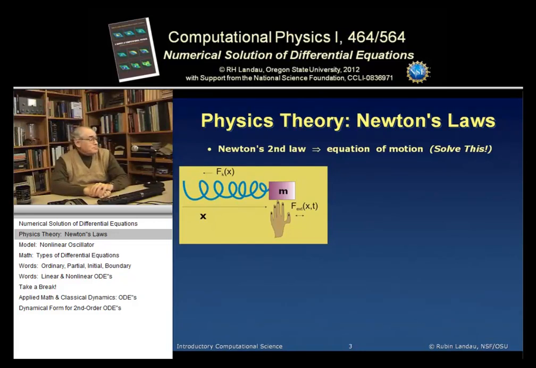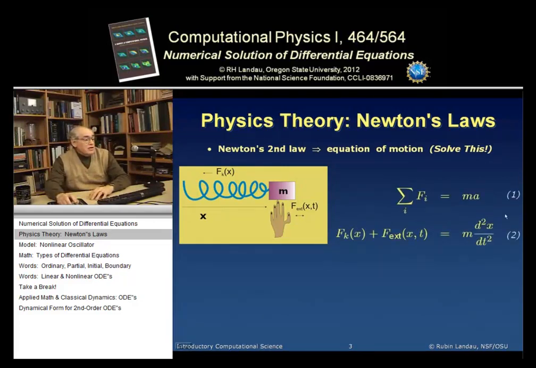Same lousy picture. Okay. But now we want to say, how do we solve this problem? What's the physics theory? Well, the physics theory, of course, is Newton's second law. That's true for most everything in this universe, it seems, which tells us that the sum of all the forces in equation 1 here on this mass is going to be equal to that mass value times the acceleration, F equals ma.